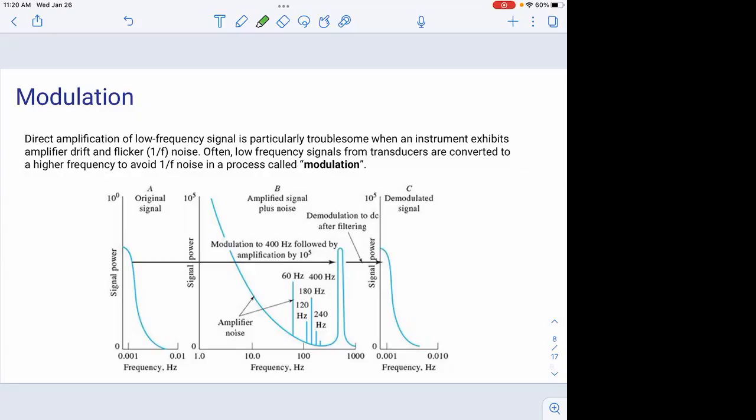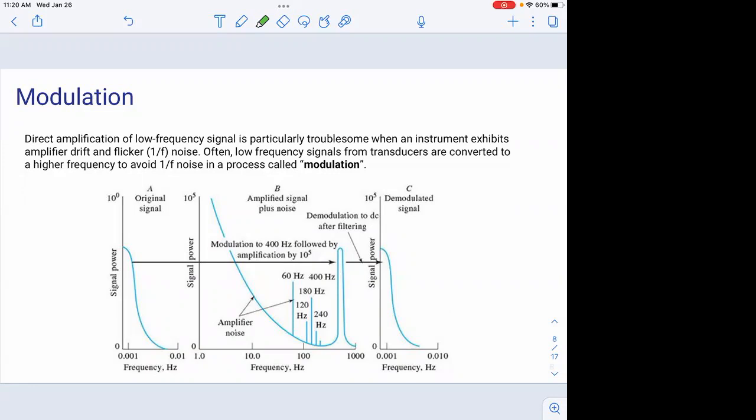So we can say that direct amplification of low frequency signal is particularly troublesome when an instrument exhibits amplifier drift and flicker noise, which is of course inversely dependent on frequency of the signal being taken. So low frequency signals from transducers are usually converted to high frequency in that process called modulation. So it's that conversion from low frequency to high frequency of that sample in order to filter out some noise, and then demodulation back to the original frequency range. So let's sort of see what that looks like.